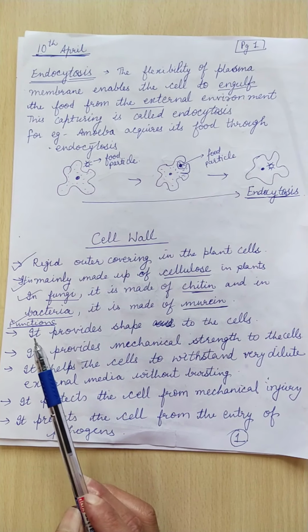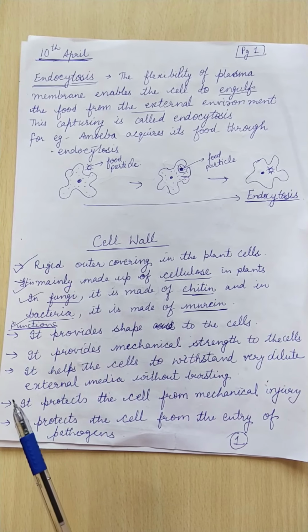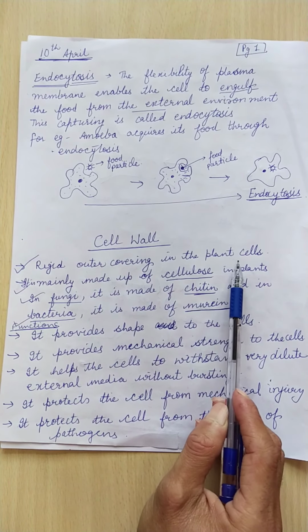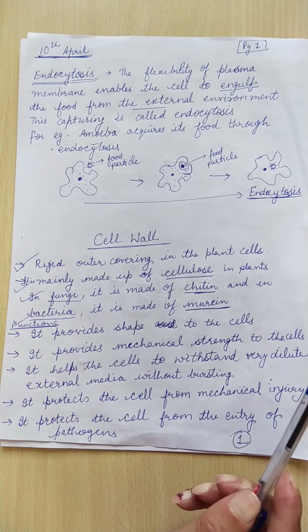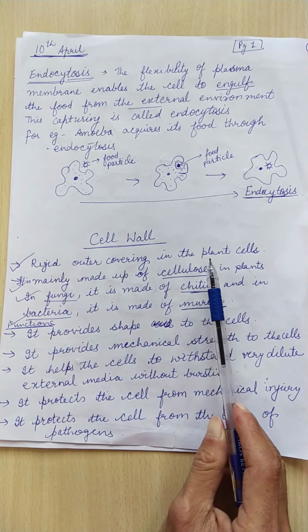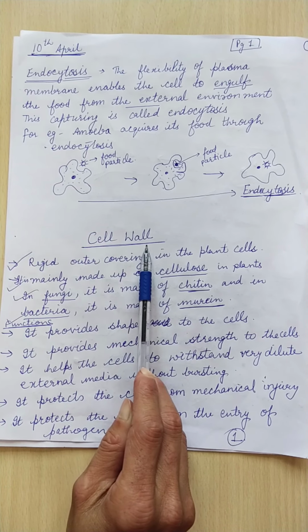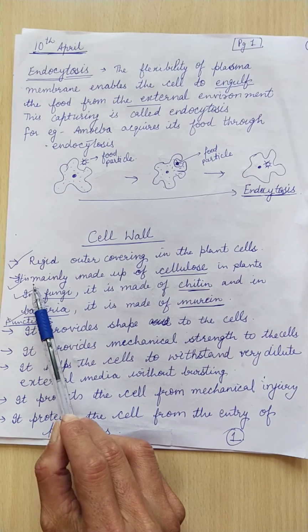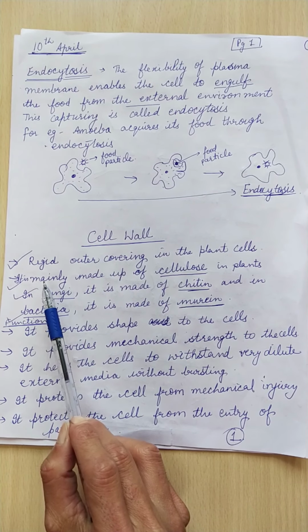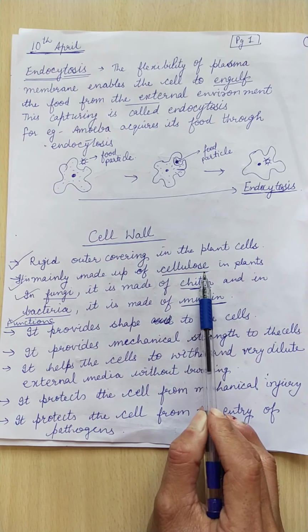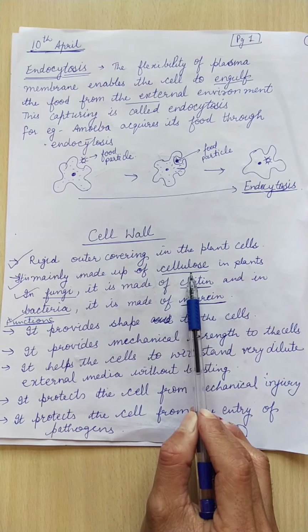Now Vijay, the outermost covering of all the cells is the cell membrane, but in a plant cell there is one more rigid covering outside the cell membrane which is called the cell wall. This cell wall is a rigid layer and it is made up of a complex substance called cellulose. In plants it is made up of cellulose.